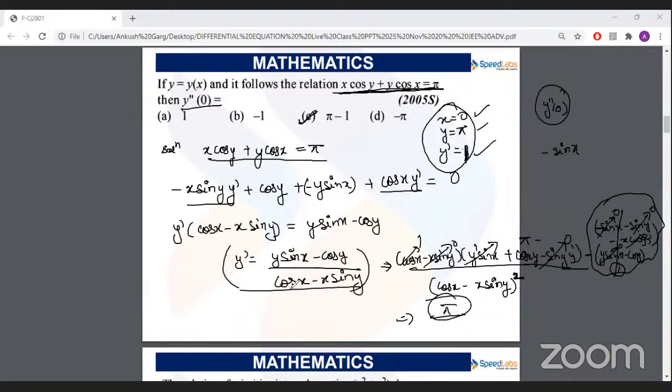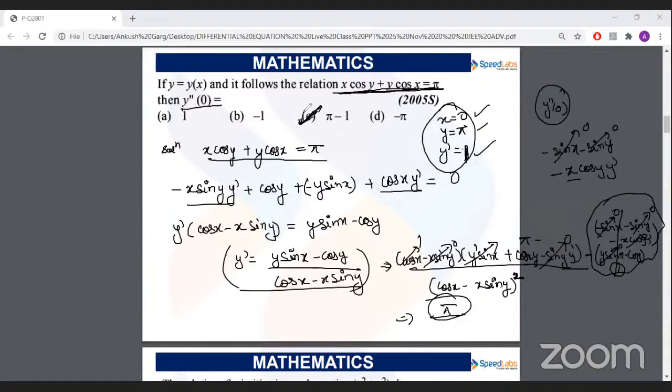Because differentiation on numerator, cos x ka differentiation minus sin x, then keeping x constant it will be minus sin y, and now keeping minus x common, differentiation of sin y will be cos y dash, right? So this value sin 0 is 0, sin pi, that is 0, and here x is also 0, so it will be 0 only. This whole term is coming as 0 here.